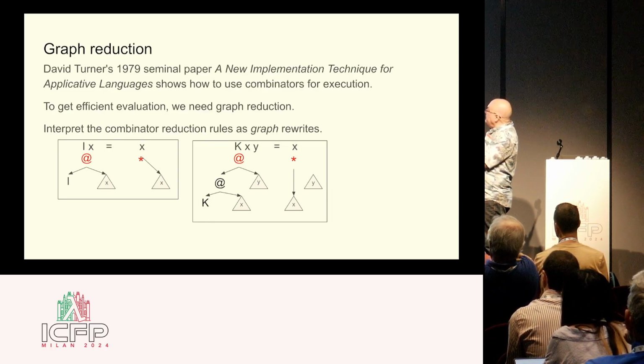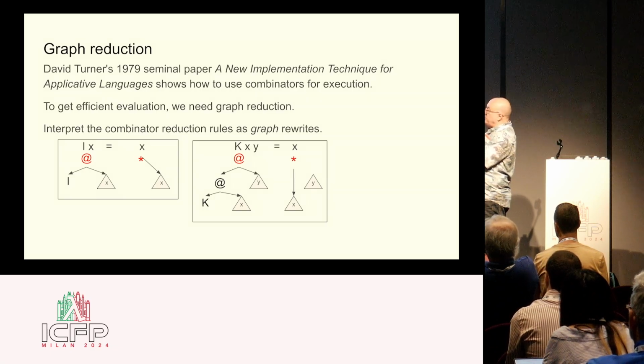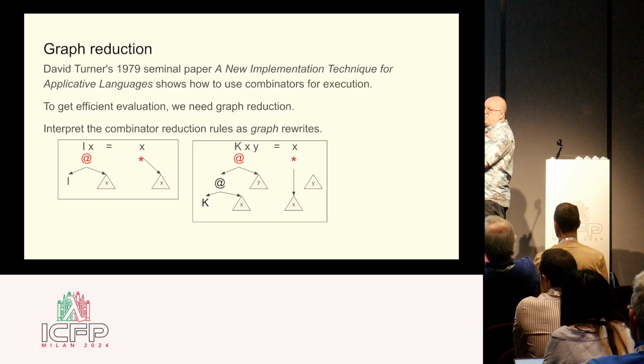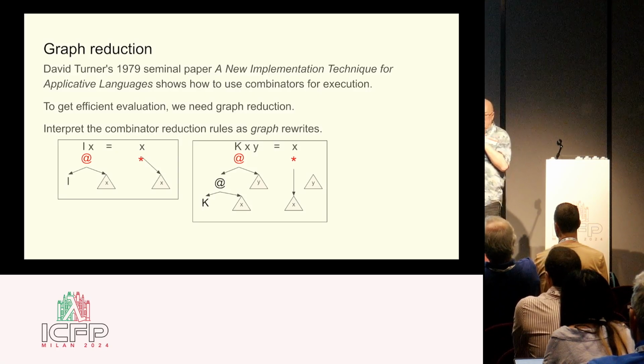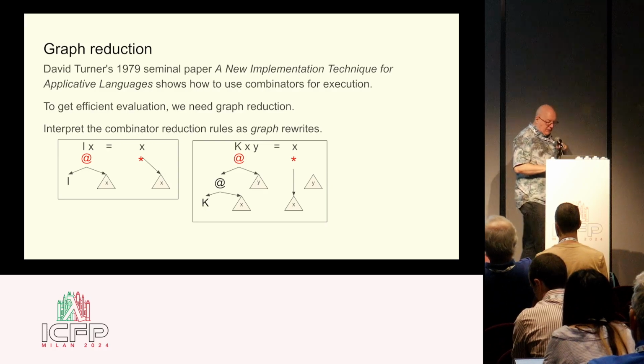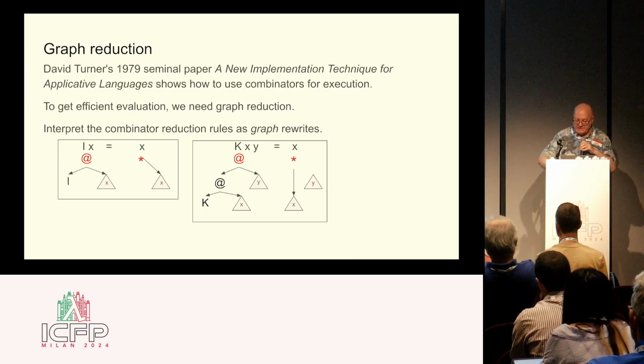K combinator, 2 applications: K, first argument, second argument, okay. We point to the first argument, we drop the pointer to the second argument. Might be garbage, might be used by someone else, we don't know. We don't care, the garbage collector will fix that.